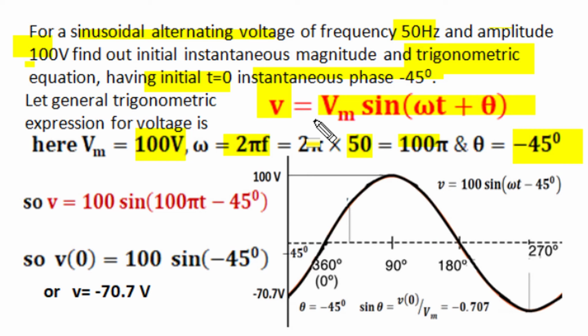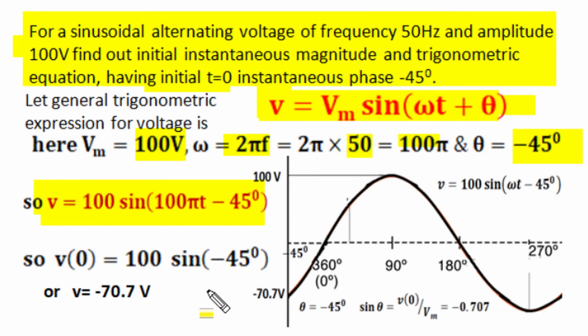So when we substitute the values of Vm, omega and theta in this trigonometric expression, the instantaneous voltage is given as 100 sin 100 pi t minus 45 degree. So this becomes the general trigonometric expression for this example, and for t equal to 0, instantaneous voltage V naught becomes 100 sin minus 45 degree, and sin minus 45 degree is minus 0.707. When it is multiplied with 100, the instantaneous t equal to 0 voltage becomes minus 70.7 volt, and this voltage wave, just after 45 degree, gets instantaneous magnitude 0, just like the standard sine wave at t equal to 0.